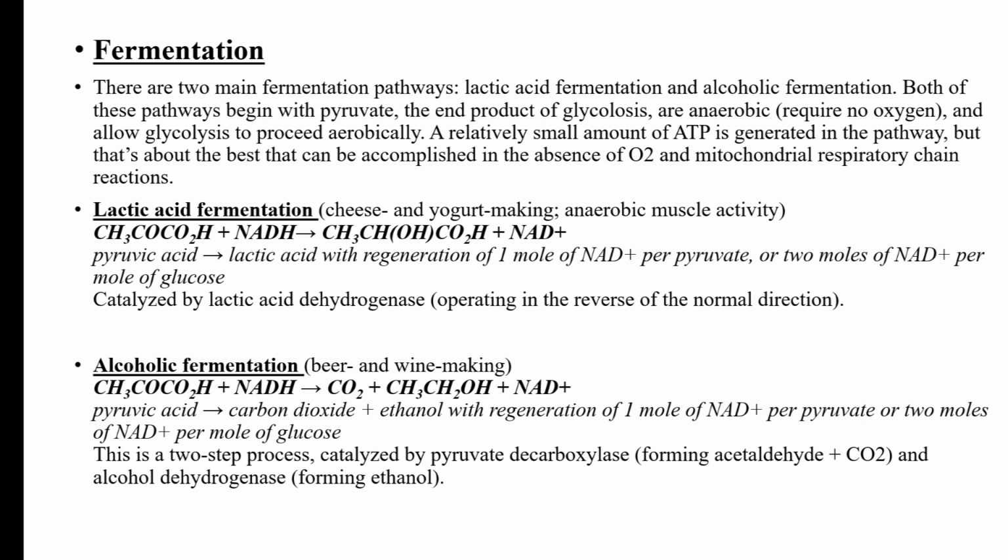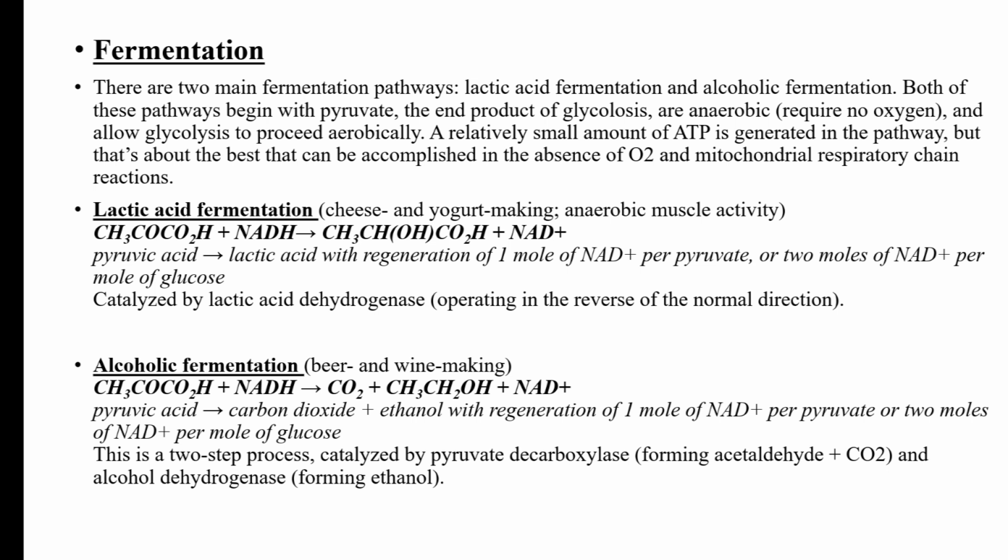Another process of glucose breakdown is fermentation. Fermentation is the anaerobic process of conversion of glucose into alcohol. There are mainly two fermentation pathways, lactic acid fermentation and alcoholic fermentation. Both of these pathways begin with pyruvate, which was produced as the end product of glycolysis, are anaerobic, require no oxygen, and allow glycolysis to proceed anaerobically.